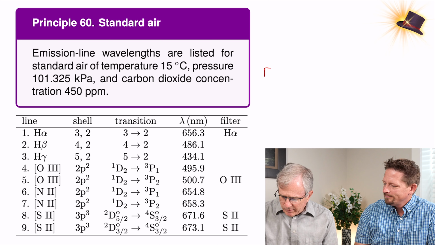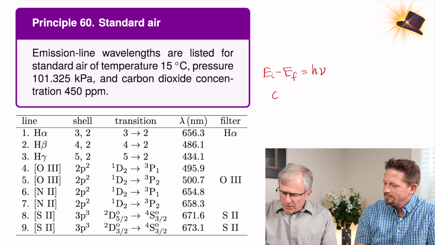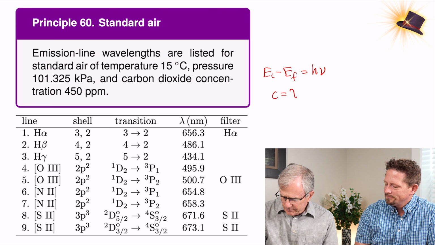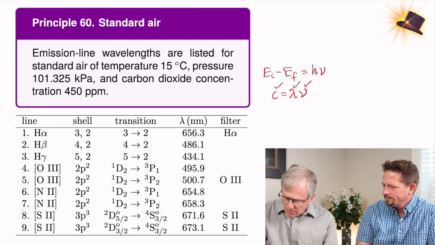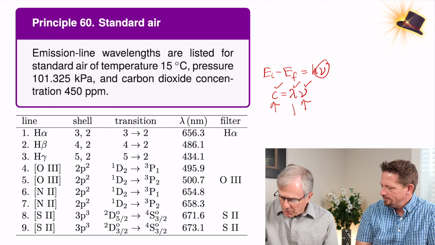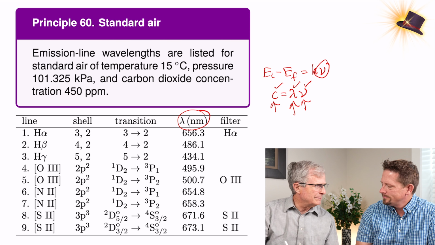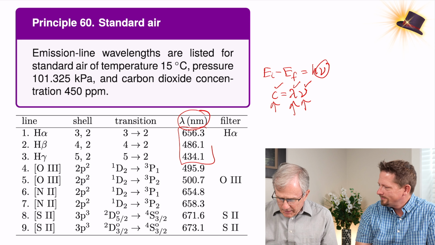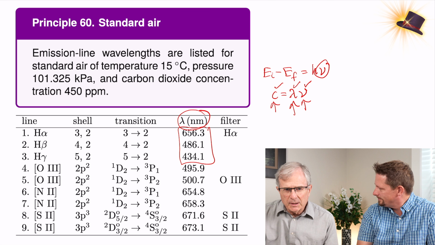And so the actual wavelengths, as you might remember, E initial minus E final is h nu. And nu is related to the speed of light through this equation: the speed of light is the wavelength times the frequency. So knowing the speed of light and knowing nu from this equation, you can calculate the wavelength. And that's what these wavelengths are, but corrected for standard air. These are the three wavelengths of the hydrogen alpha, hydrogen beta, and hydrogen gamma lines.